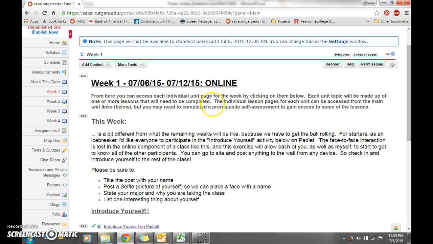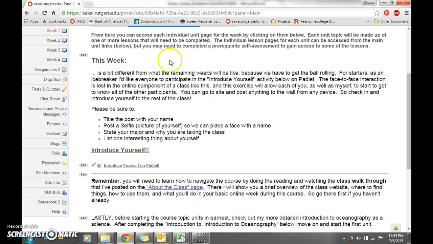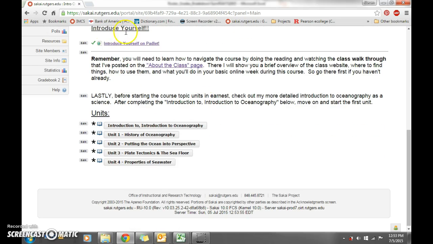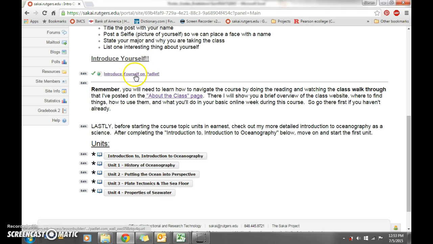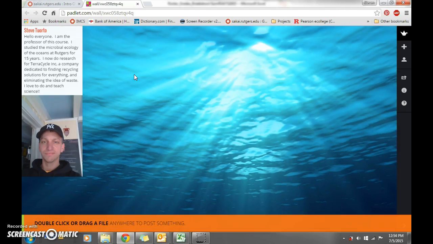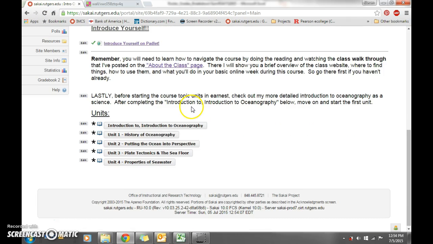If we look at what a week looks like, week 1 is a little different because there's some introductory stuff, but usually it tells you what the dates are for the week and a little bit about what the week's going to be about. Week 1 actually has a little introductory posting so that we can get to know faces and names and a little bit about each other. You see, I did my post. Each one of you will have to do that.